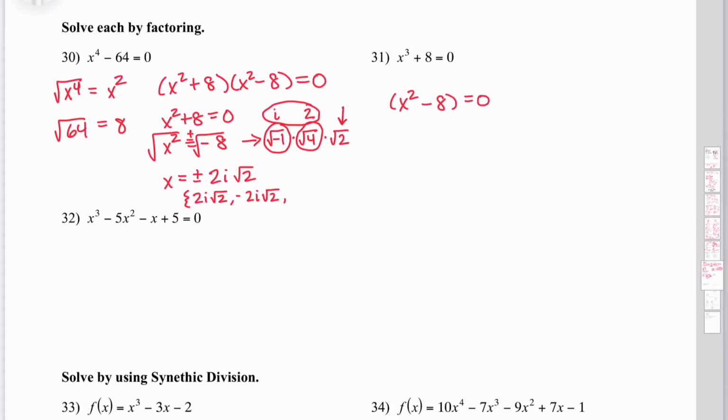We have one more parentheses to set equal to 0, which was x squared minus 8 equals 0. Adding 8 to both sides gives us x squared equals 8. Take the square root, don't forget the plus or minus. Very similar to the one we just did without the negative. So we end up with x equals plus or minus 2 root 2, 2 root 2 and negative 2 root 2. So you end up with 4 answers, 2 imaginary and 2 real.